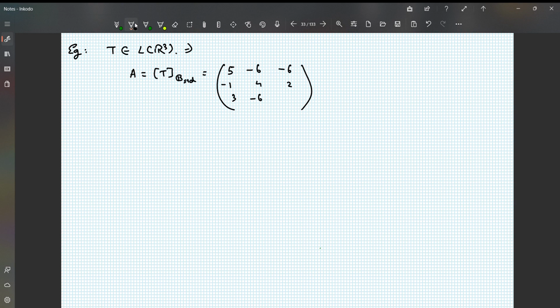Suppose you choose a linear operator on the space, say R3, such that I'm giving a matrix representation of this linear operator in terms of the standard ordered basis. Let's say for the standard ordered basis, it is given as 5 minus 6 minus 6, minus 1 4 2, 3 minus 6 minus 4.